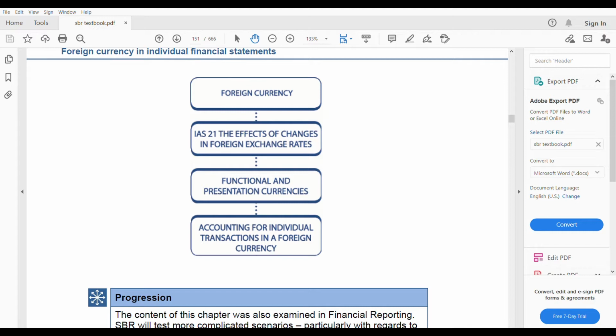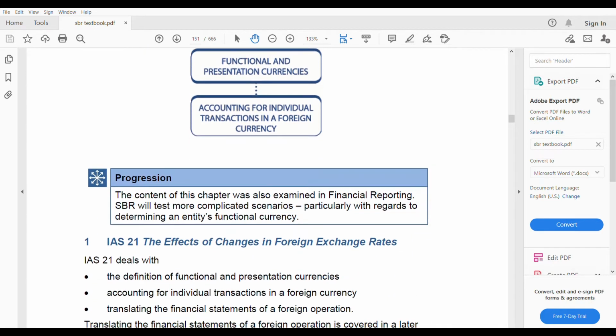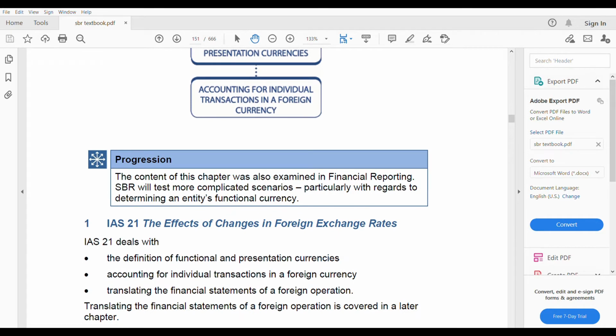Even in my SBR paper I was asked. The first question in fact is IAS 21, right? Functional and presentation currency. Then we have accounting for individual transactions in a foreign currency. Okay, and most of what you're going to study in IAS 21 is covered in financial reporting. But here it will be tested in more complicated scenarios. Mostly how to determine an entity's functional currency. Okay, this is like a common question. If I have to pick the most common question in this standard, it will be how to determine a company's functional currency, and this comes in group accounting.